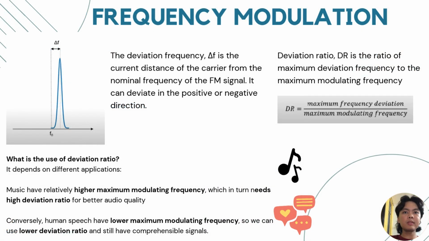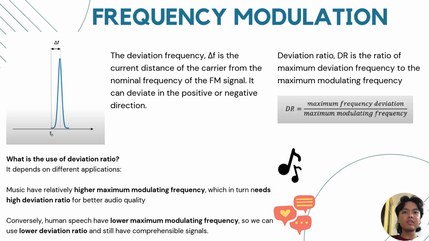In FM, an important concept known as the deviation frequency is used for analyzing the FM signal. This is because the carrier frequency increases or decreases based on the changes of the modulating signal. The deviation frequency is defined as the current distance of the carrier from the nominal frequency of the FM signal. It can deviate in the positive or negative direction with respect to the amplitude of the modulating signal. We will look into it visually later on.